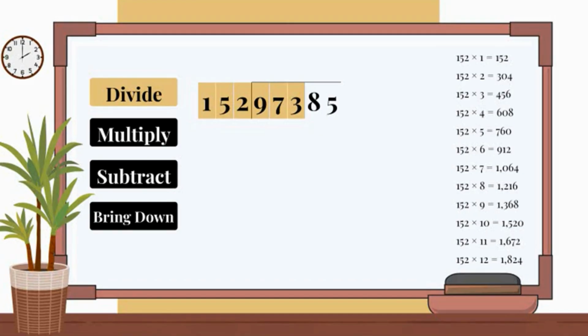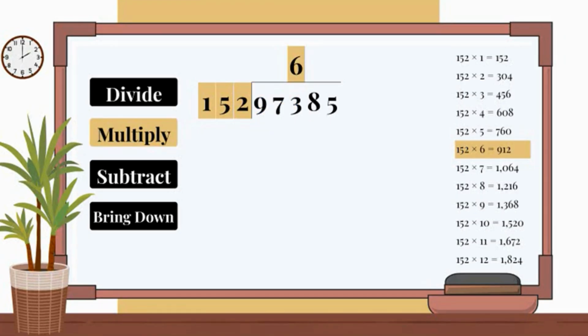973 is a higher number than 152, which means it can be divided. We explore our 152 tables for the multiple that comes closest to 973 without going over. 152 times 6 equals 912. This is the closest multiple, which means that 973 can be divided by 152 6 times. We place 6 on the quotient line, being very careful to line up our digits correctly.